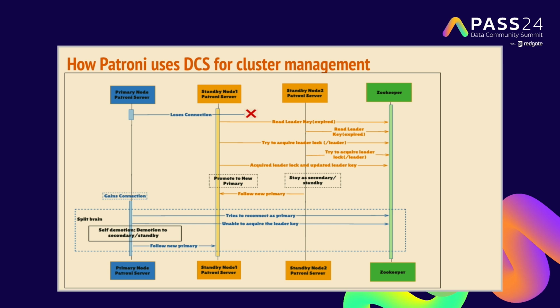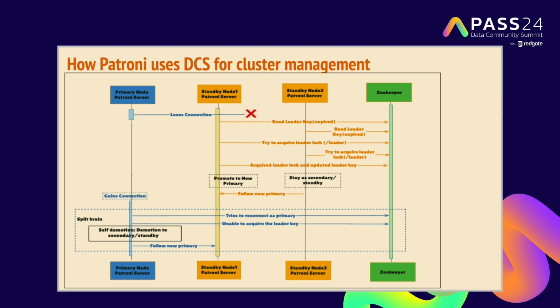Standby node 1 acquires the leader lock, creates the ephemeral node, successfully updates the leader key and becomes the new primary. Standby node 2 here is unable to acquire the leader lock. It's notified that standby node 1 has the leader lock, so it stays as standby and starts following the new primary.